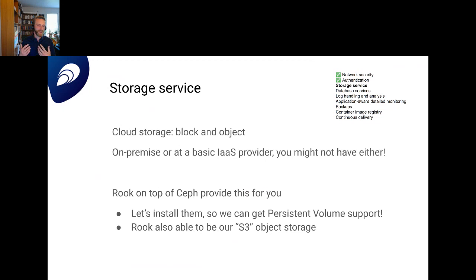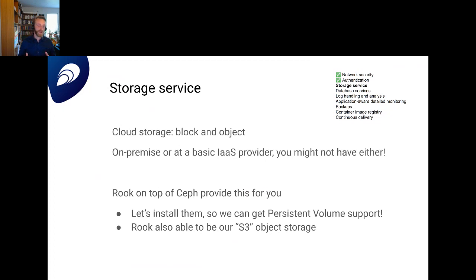Like Amazon S3, that's an object storage. Block storage services are of course very nice to have. It's not necessarily something that you have at your very basic infrastructure as a service provider or on premise. So what can we do? Well, one thing we can do is install something called Rook on top of the networked file system called Ceph. And that combination will give us what Kubernetes calls persistent volume support.